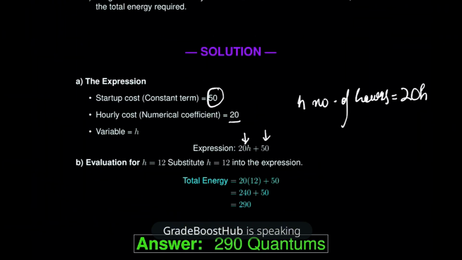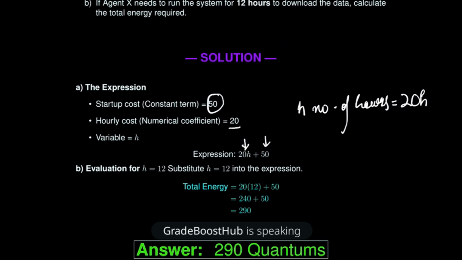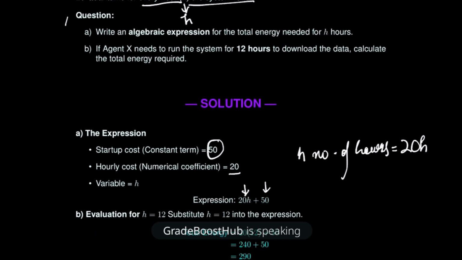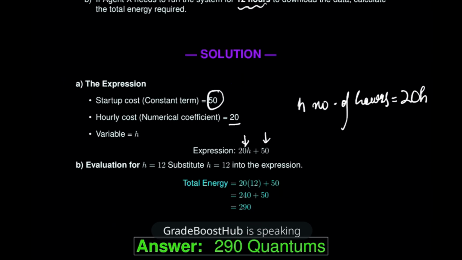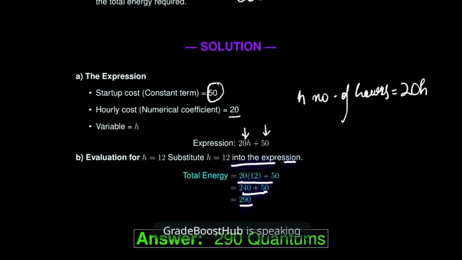Now the B part said that if Agent X needs to run the system for 12 hours to download the data, calculate the total energy required. So 12 hours is the number of hours we need to calculate for. In this, we'll just substitute the value of h as 12, and we will get an answer by solving this. That is 20 times 12 is 240, which is added to 50, resulting in 290. So the answer is 290.